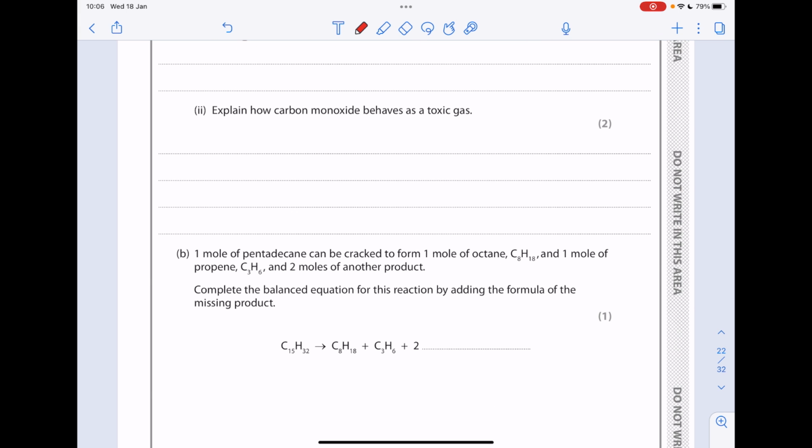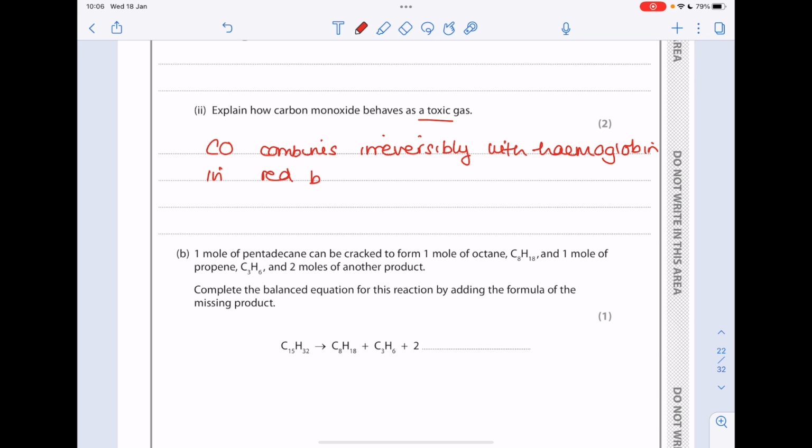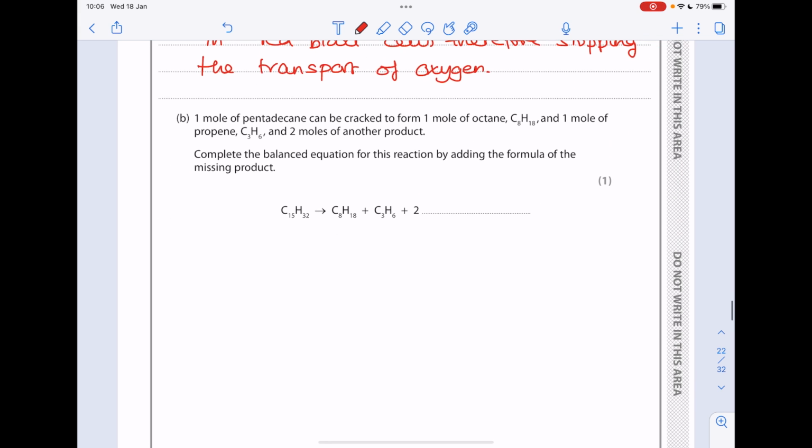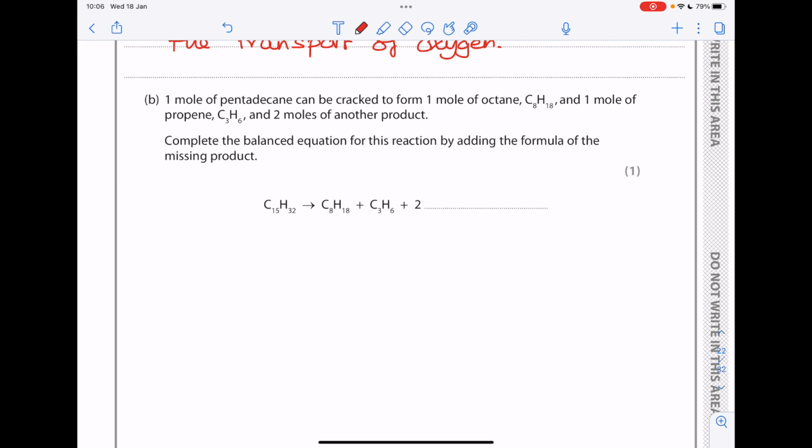Explain how carbon monoxide behaves as a toxic gas. It combines irreversibly with hemoglobin in red blood cells. Therefore stopping the transport of oxygen. 1 mole of pentadecane can be cracked to form 1 mole of octane and 1 mole of propene and 2 moles of another product. Complete the balanced equation for this reaction by adding the formula of the missing product.